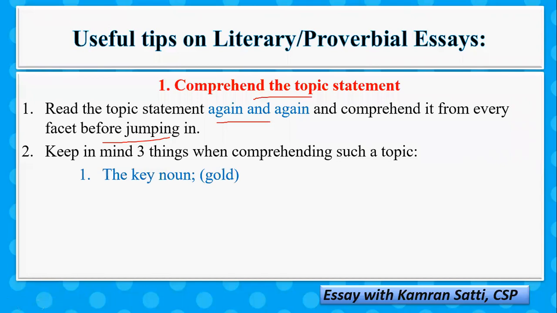The key noun. Let's suppose, all that glitters is not gold. Now the key noun is gold, something which is precious. Then the action verbs being used. In the same example, the word glitters is an action verb. It says that something looks very precious or very important on the face of it. So these are the words which you should try to comprehend in a very detailed manner. You should look at these words from different angles, asking what they mean.